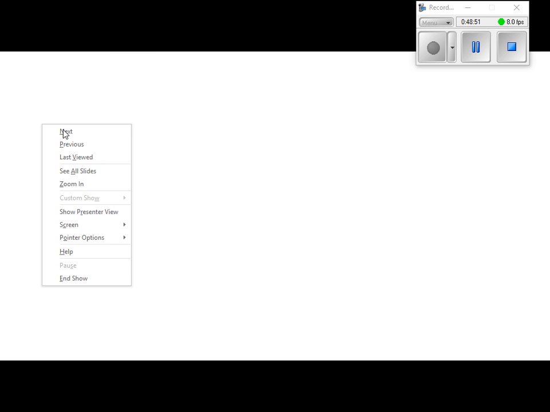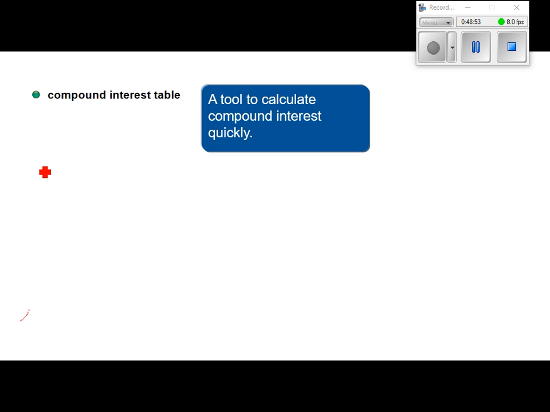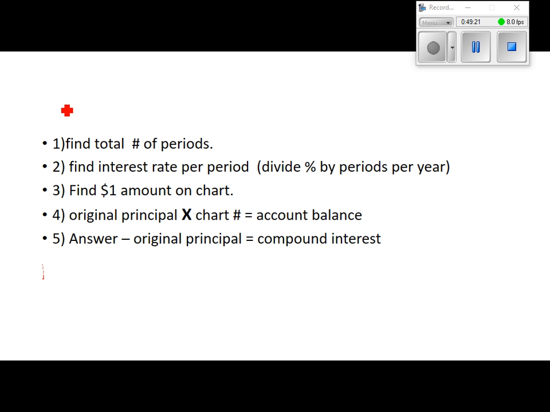Next thing I want you to do, jump back to your notes. Compound interest using the table. Not really anything to write down on this one. The table is just a tool to calculate compound interest quickly. It's probably going to be a little different than doing it with the calculator. The answers will end up being just a little different, not that much. This is the part that you want to write down. These are the steps, how to do it using the table. I'll give you a second to get that copied down, then we'll do a few of these problems.